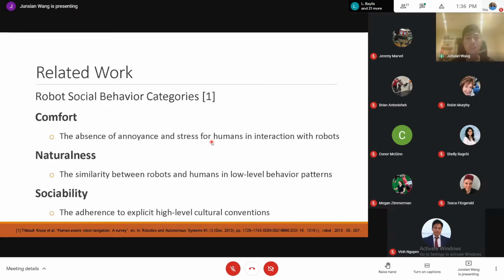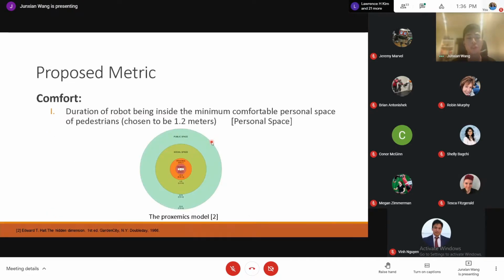Our designed metrics try to tackle all 3 categories, and I'll introduce them one by one. In the first category, comfort, we have 3 metrics. First is the duration of when the robot is inside the minimum comfort personal space for pedestrians, and this is taken to be 1.2 meters. This value is taken directly from the proximity model, and it is the boundary between the space for friends and for strangers. As you can also see, I've put a short name in square brackets, just so you can relate these metrics to the results section more easily later on.